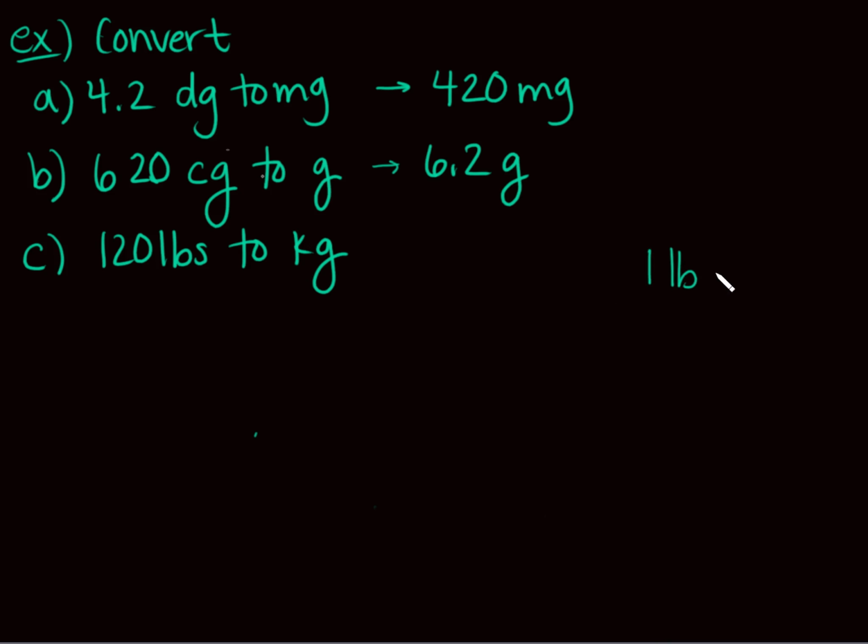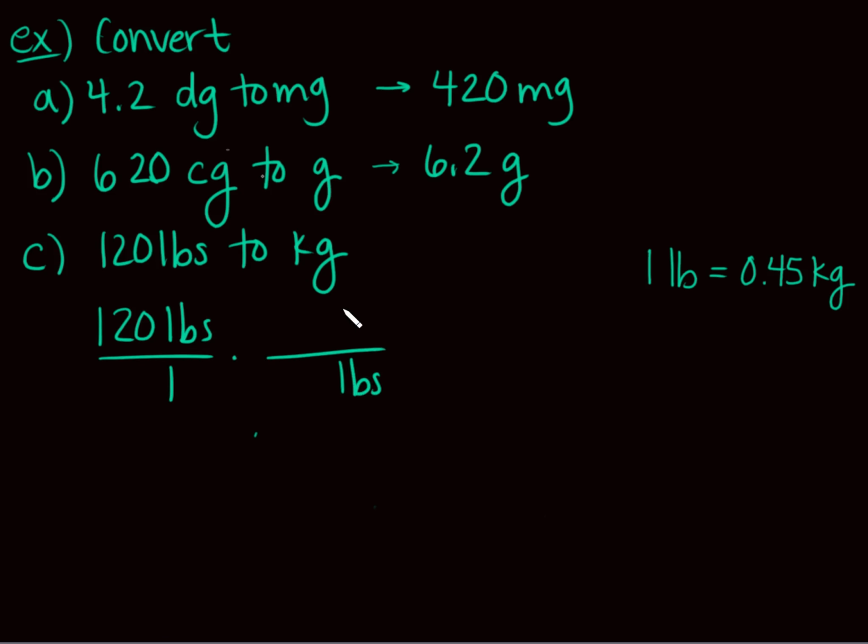I know 1 pound is equal to 0.45 kilograms. So if I want to go from pounds to kilograms, I have 120 pounds, so I'm going to put that over 1. Then I want the pounds on the bottom and kilograms on top, so I put the 1 on the bottom and the 0.45 on top. Pretty easy peasy, don't you think? 120 times 0.45 is 54 kilograms.